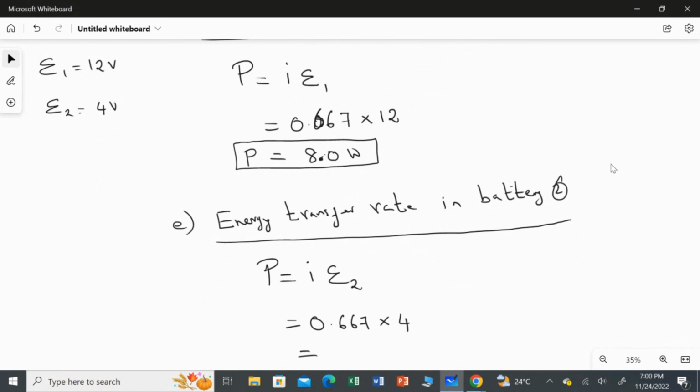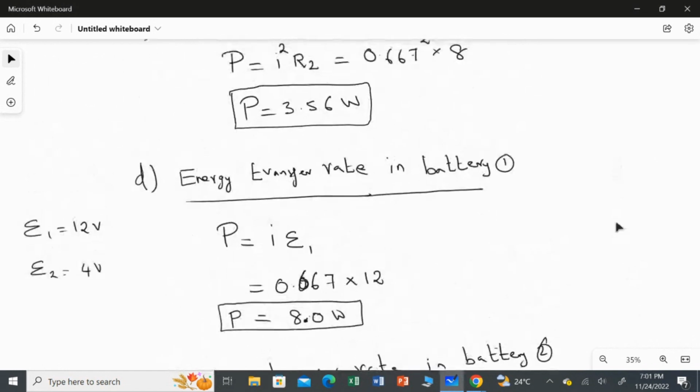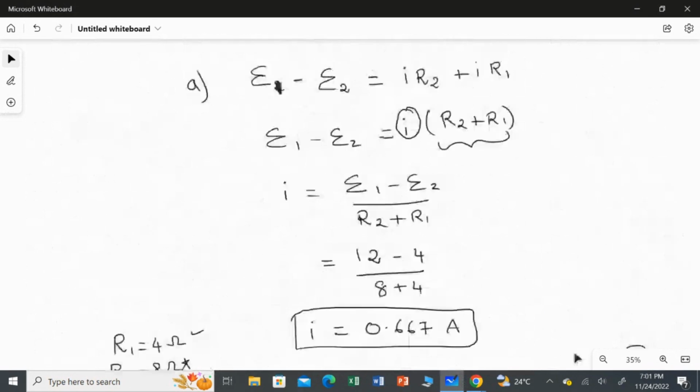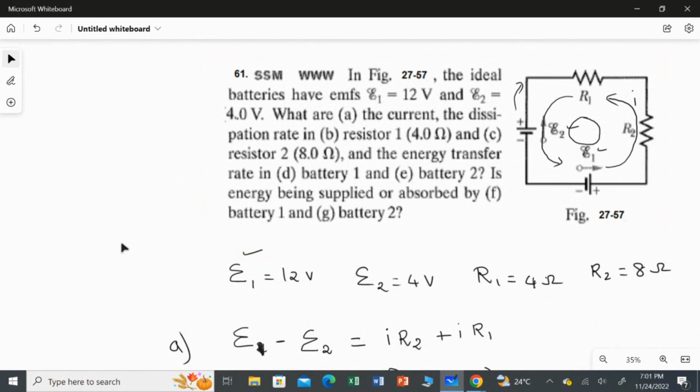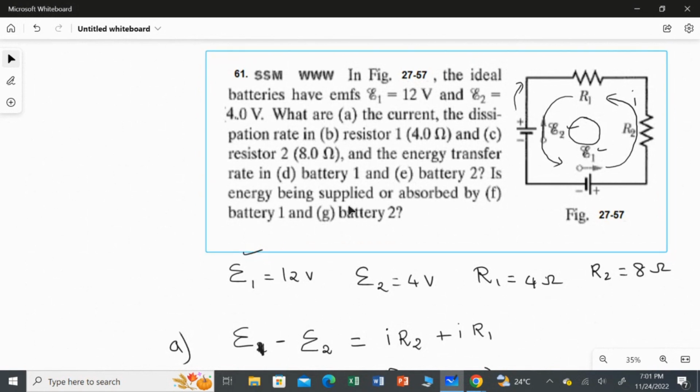So what is the value? I got 2.668. I can write this as 2.67. And what's the unit? Watt. So this is the answer for the fifth question. Now we have to go to the sixth sub-question. What is given in the sixth part? In the sixth question: is energy being supplied or absorbed by battery 1 and battery 2?